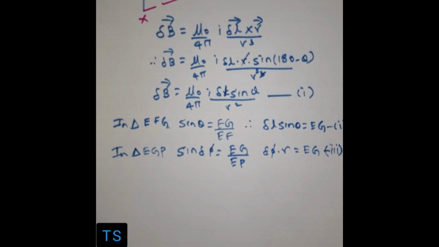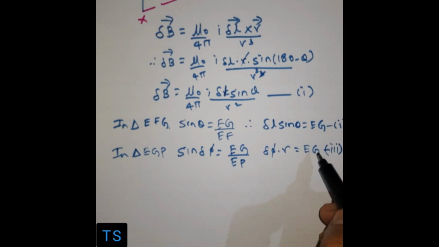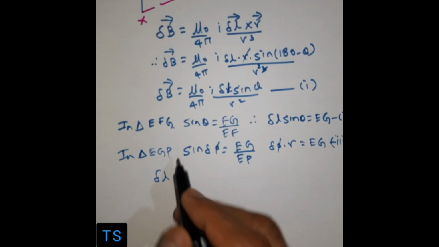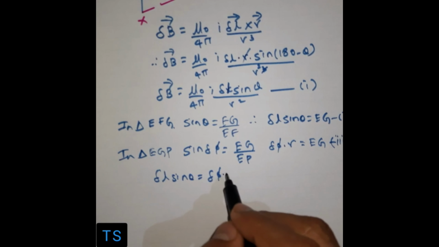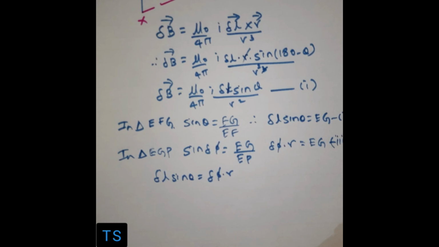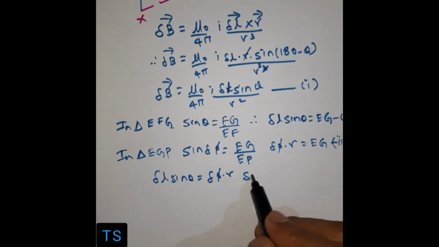Let us compare equations 2 and 3. I get EG and EG over here. So I get delta L sine theta equals delta phi into R. So we got the value of delta L sine theta, which is R into delta phi. We substitute this in equation 1.